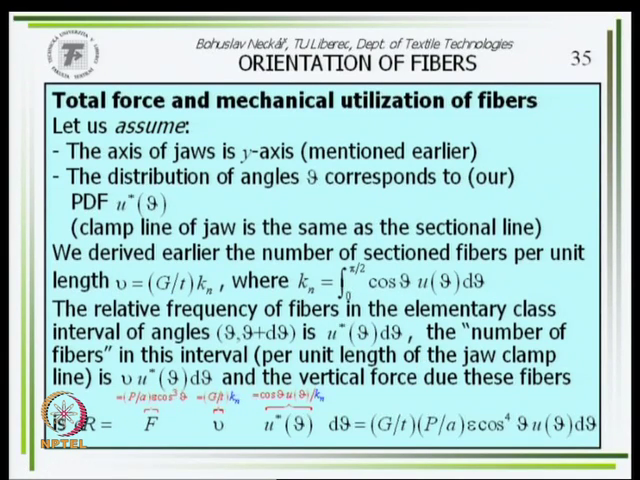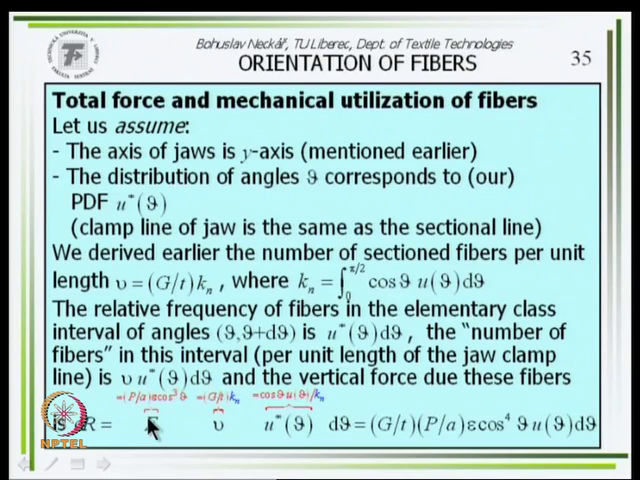Total number of fibers per unit length of jaw, from our earlier lecture, nu, times the probability density. In the earlier lecture, we remember that this is evident and valid. And then the vertical force due to these fibers is dR, which is the force per one fiber times the number of all fibers times the relative frequency. These two members together mean the number of fibers having angle theta. It's the number of all fibers per unit length of jaw times the relative frequency of fibers having angle theta.